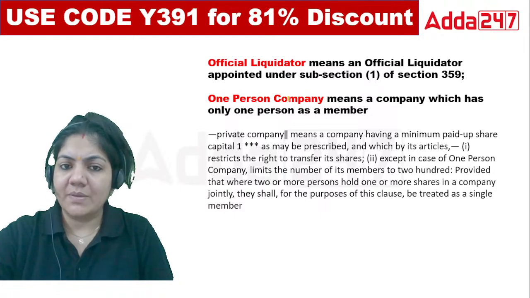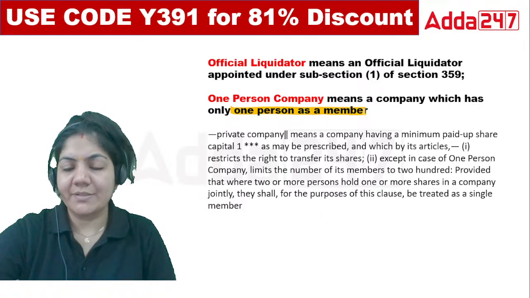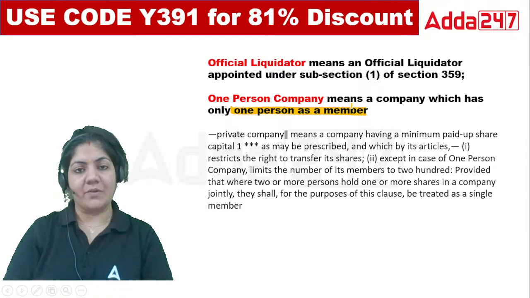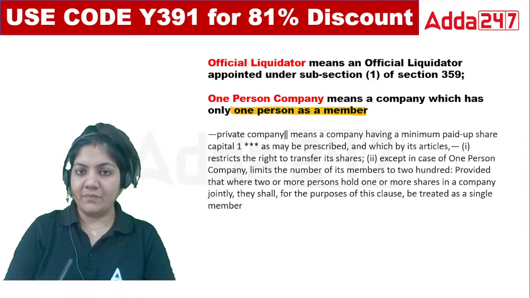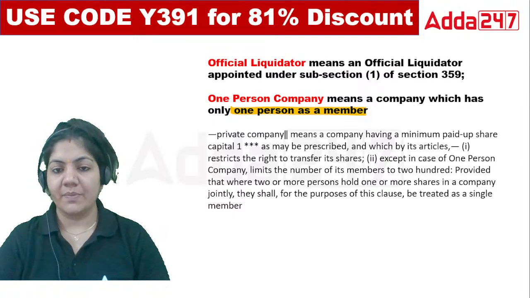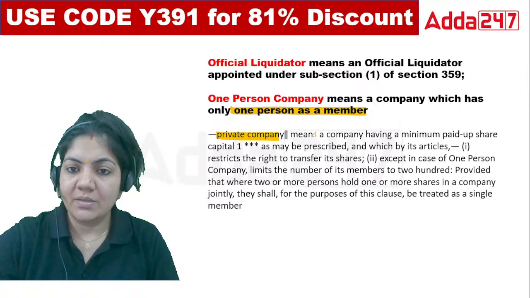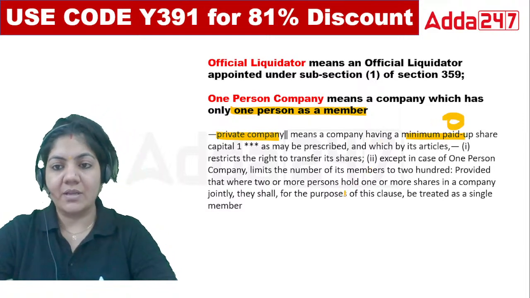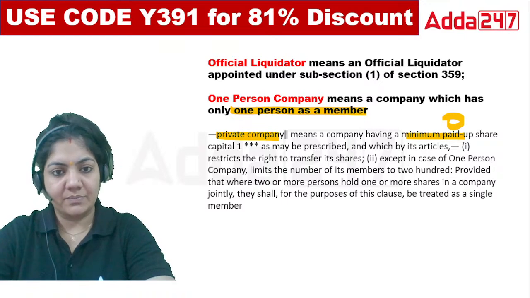One person company means a company which has only one person as a member. Minimum 1, maximum 1. But for directors, minimum 1 and maximum 15. Okay. For the private company, the minimum paid up capital is 0. And for the public company also, the minimum paid up capital is 0.